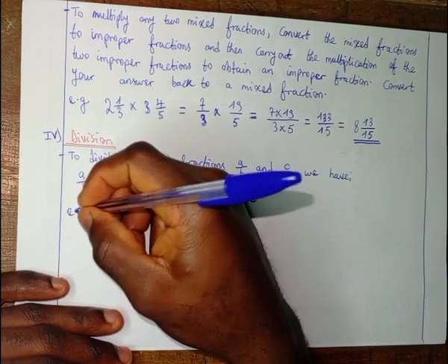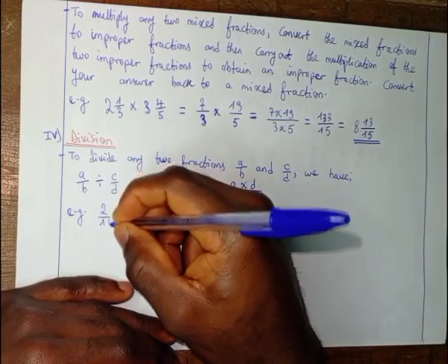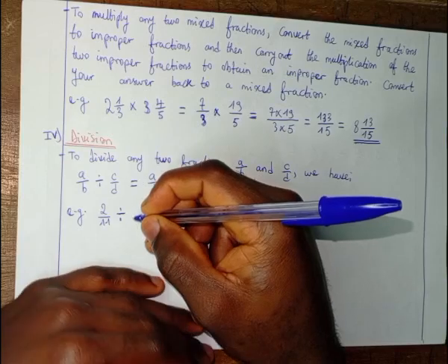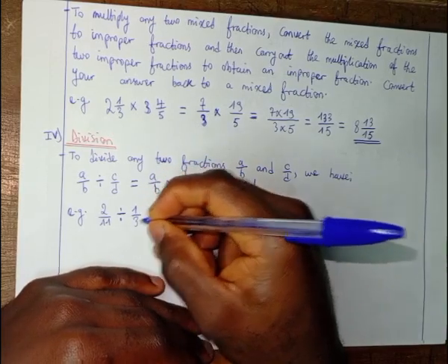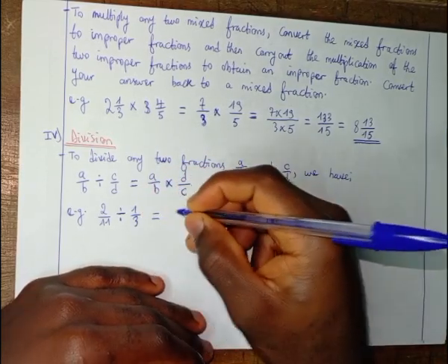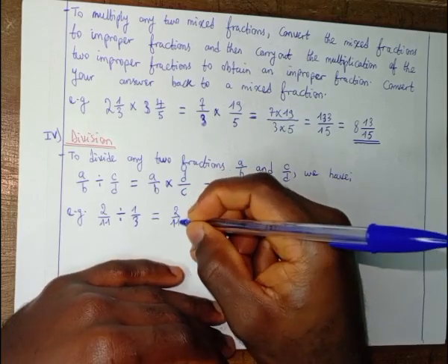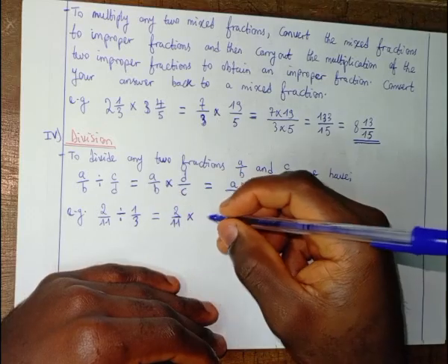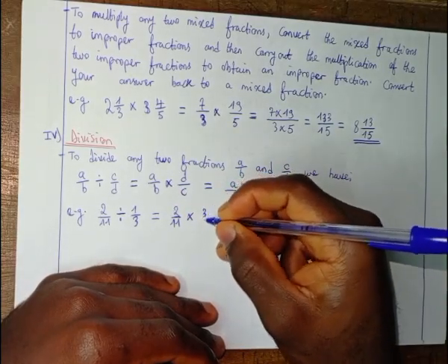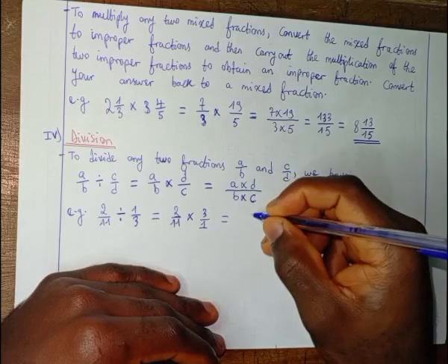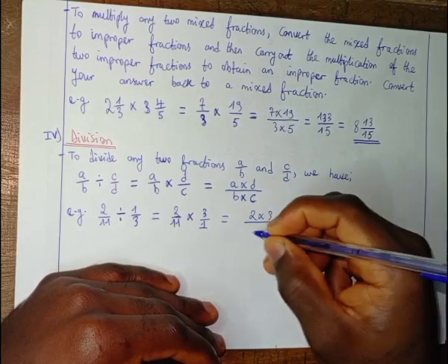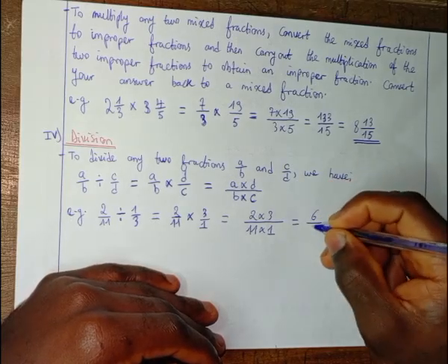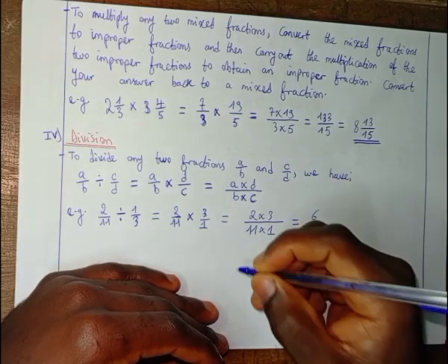We take an example, e.g. 2 over 11. We have to divide the two fractions, 2 over 11 and 1/3. This will simply be equal to 2 over 11. We maintain the first fraction. We change division to multiplication. Here we invert the second fraction. 3 goes up, 1 comes down. So this will give us 2 times 3 over 11 times 1. This will simply be equal to 6 over 11. This will be the result.